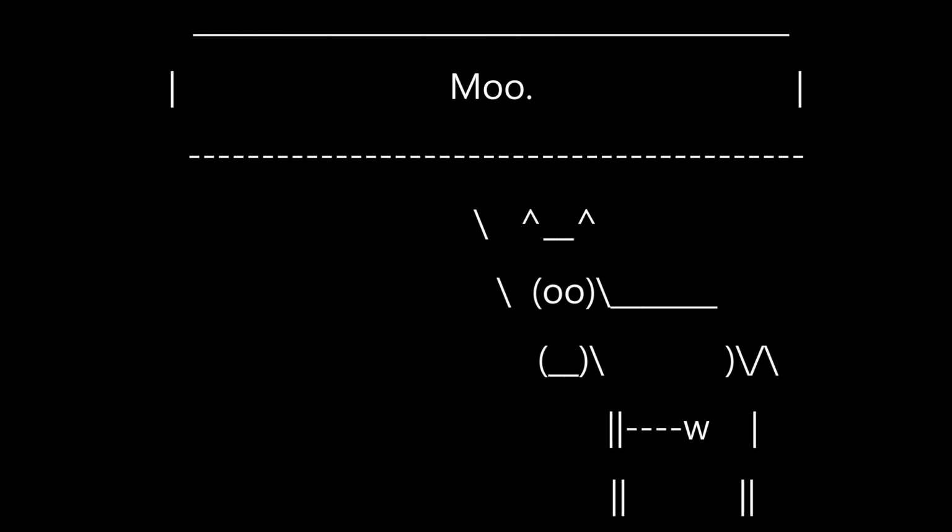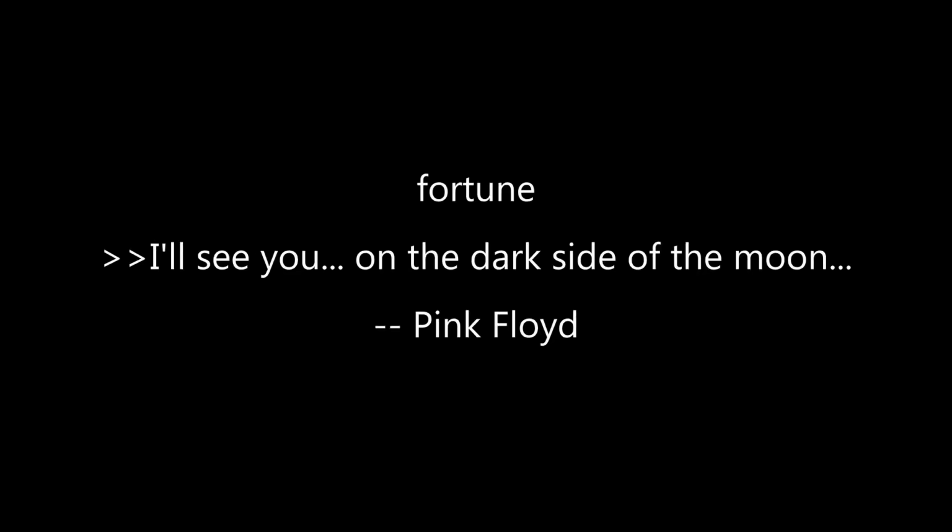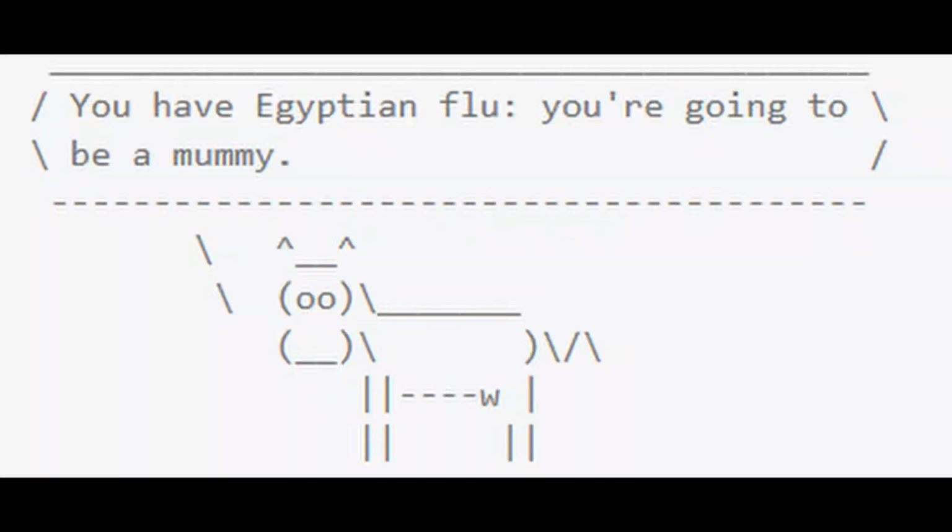Cowsay is a Unix program that generates an ASCII art of a cow with a message. Fortune is another Unix program that displays a message chosen randomly from a database of quotations. You can pipe the output from Fortune into the Cowsay command, meaning take the output of this command and use it as the input of this one. Type this command into your console, and suddenly your cow has become sentient.